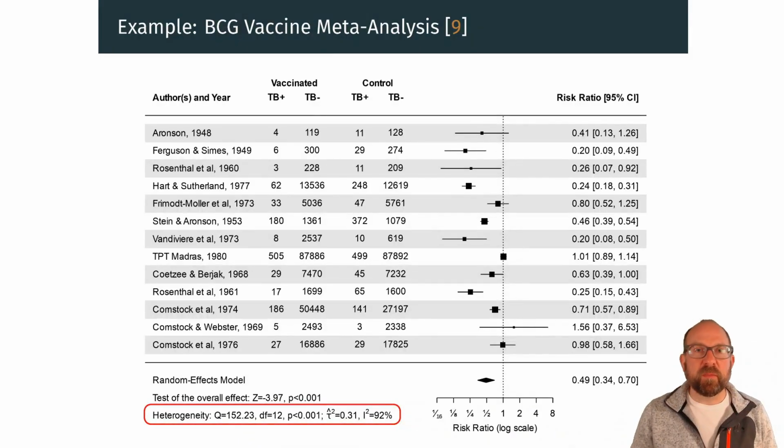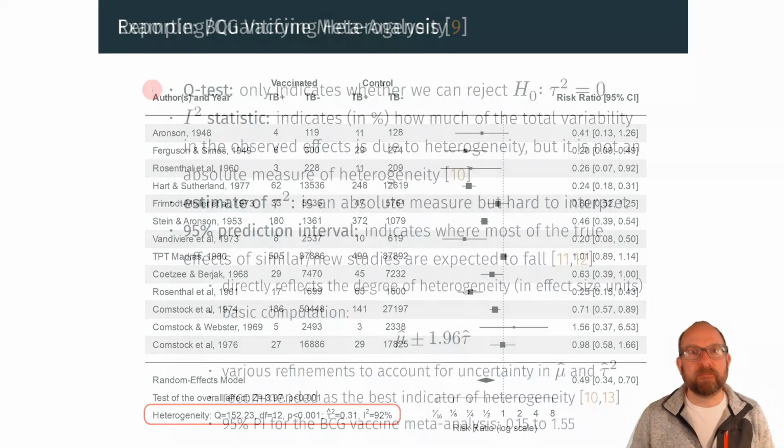While information about heterogeneity is not always included in a forest plot, it's quite important to do so, because it is not only important to understand whether on average a treatment is effective or not, but also whether the effectiveness of the treatment might vary across studies. And this kind of information is captured with heterogeneity statistics, like you can see down here.